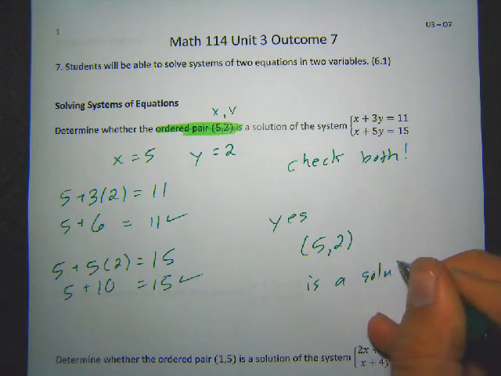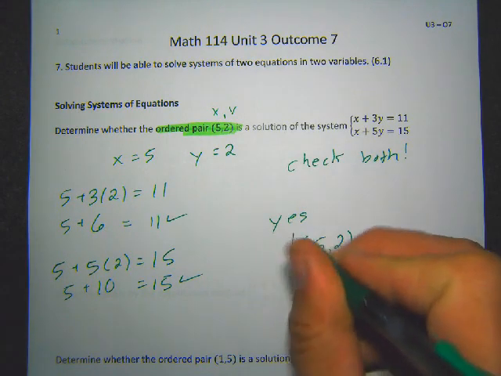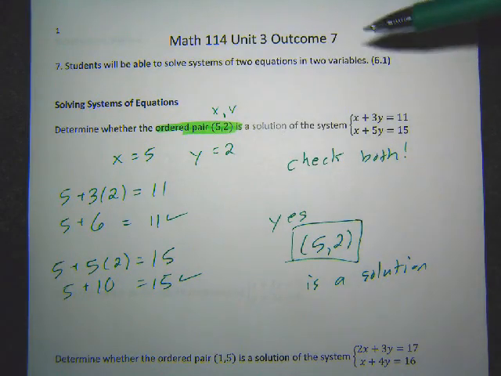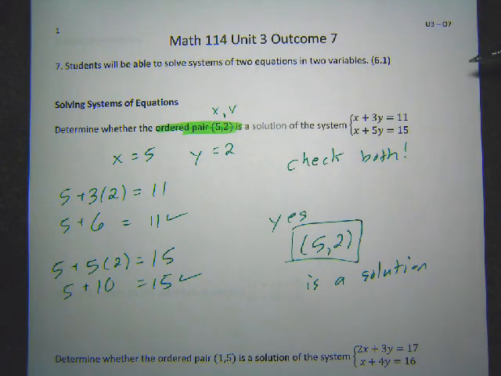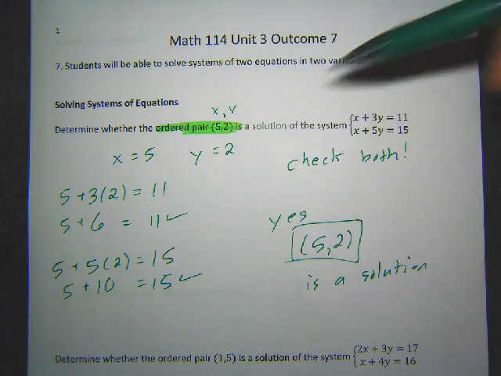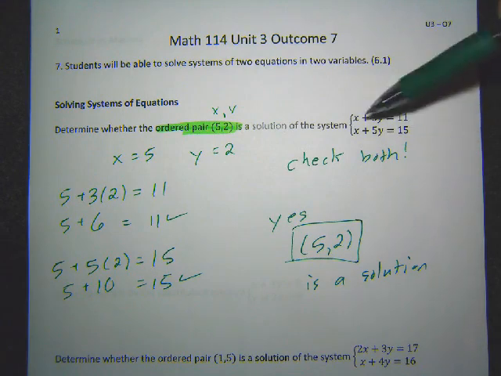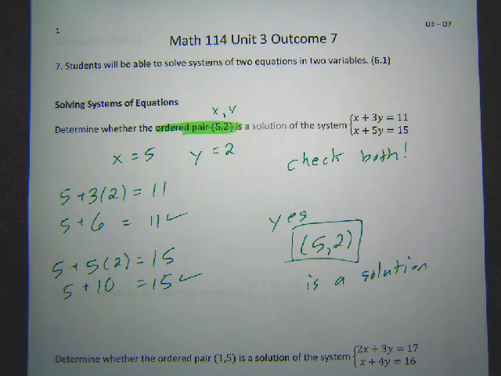Now we haven't necessarily guaranteed it's the only solution. It is possible for these to have more than one solution. We'll see that later. But we have guaranteed that 5, 2 is a solution to this pair of equations. If you just want to know if that's a solution, then yes, 5, 2 is a solution. We'll do one more.